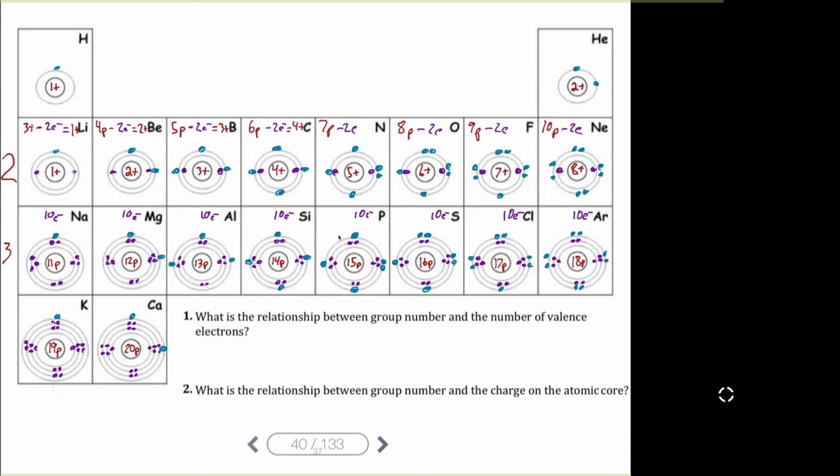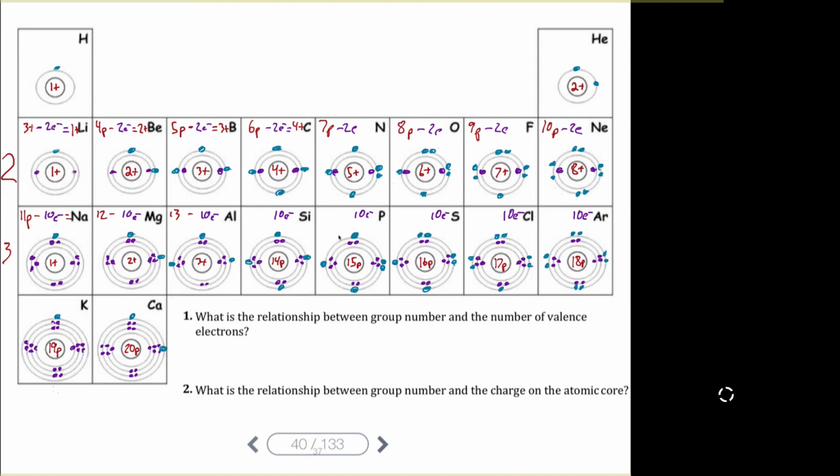And now we're going to do the same thing where we take the protons and subtract the inner electrons to figure out the effective nuclear charge that the valence electron experiences. So again, for this first one, there's 11 protons, and when you subtract this, it ends up giving you 1. There's 12 protons here. When you subtract that, it's going to give you 2. There's 13 protons here. When you subtract that, it's going to end up giving you 3+.